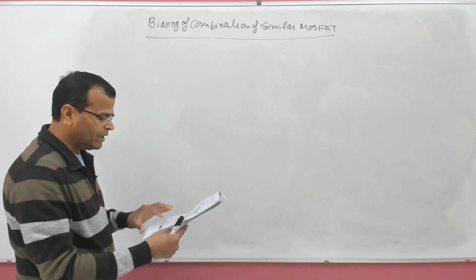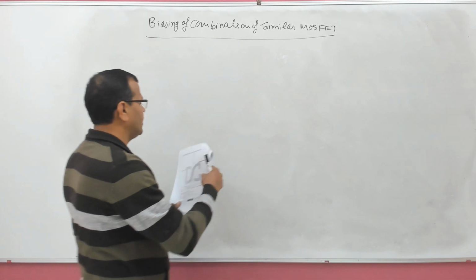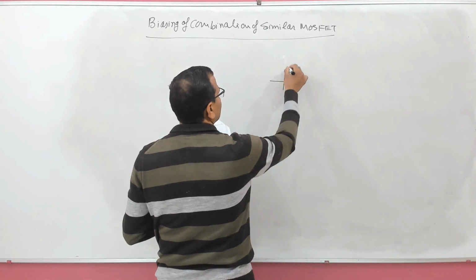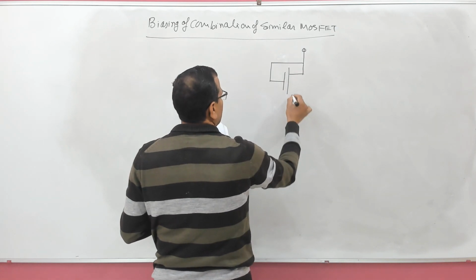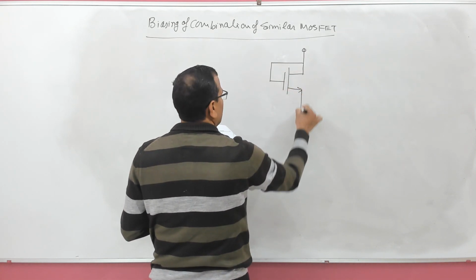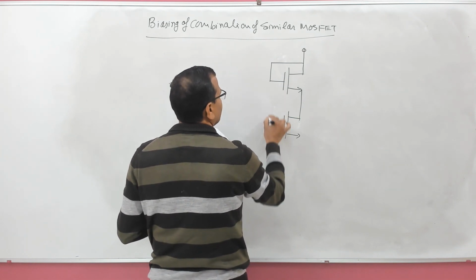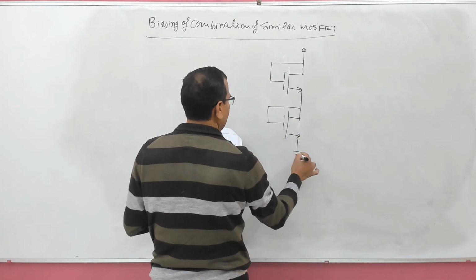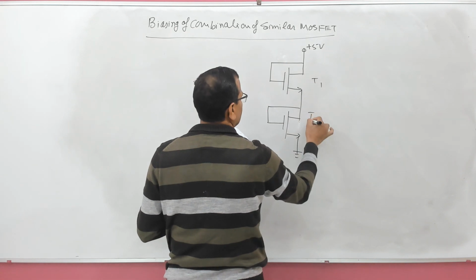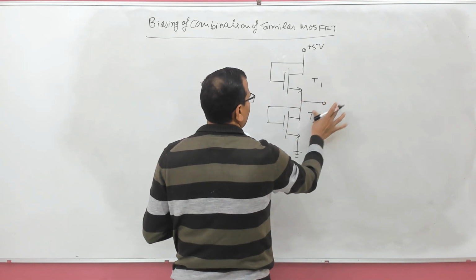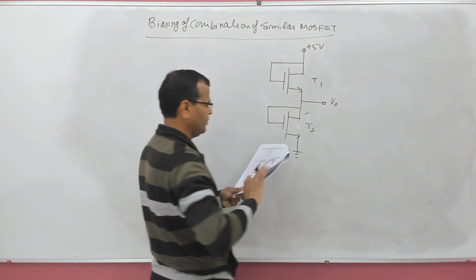We are given two transistors here, that is we are given two MOSFETs rather. This is one MOSFET having feedback from the drain side. Then we have another MOSFET again having feedback from the drain side. This terminal is shorted. This is plus 5 volt. This is T1. This is T2. And you have to find this voltage, V naught.